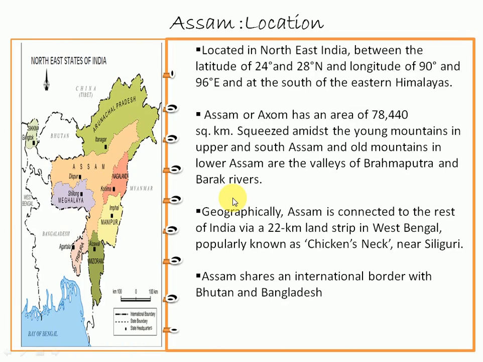So first of all, we will read about the location of the state. Located in northeast India between the latitude of 24 degree and 28 degree north and longitude of 90 degree and 96 degree east and at the south of the eastern Himalayas. Assam or Axom has an area of 78,440 square kilometer, skewed amidst the young mountain in upper and south Assam and old mountain in lower Assam, and the valley of Brahmaputra and Barak rivers.